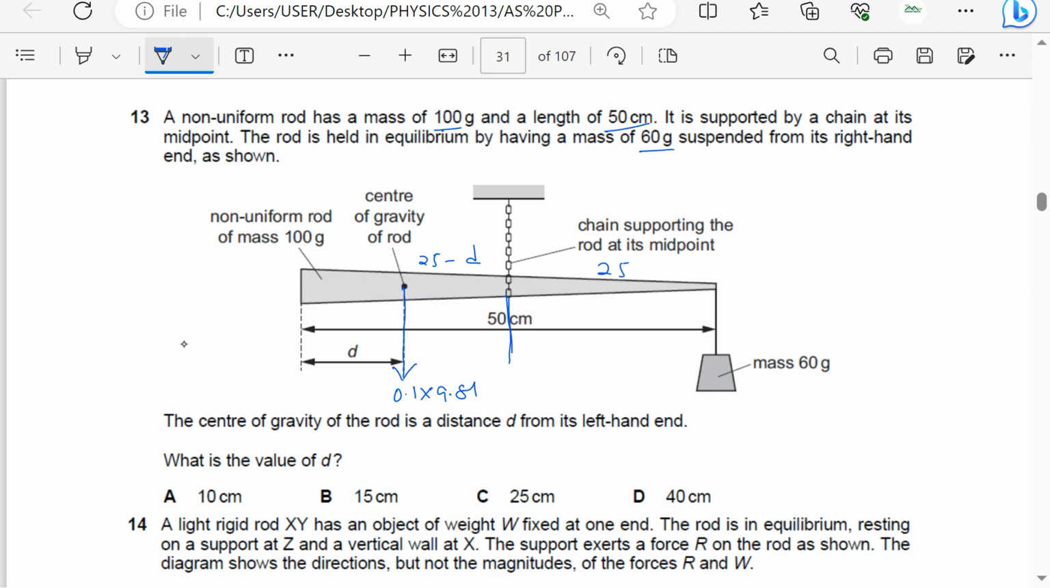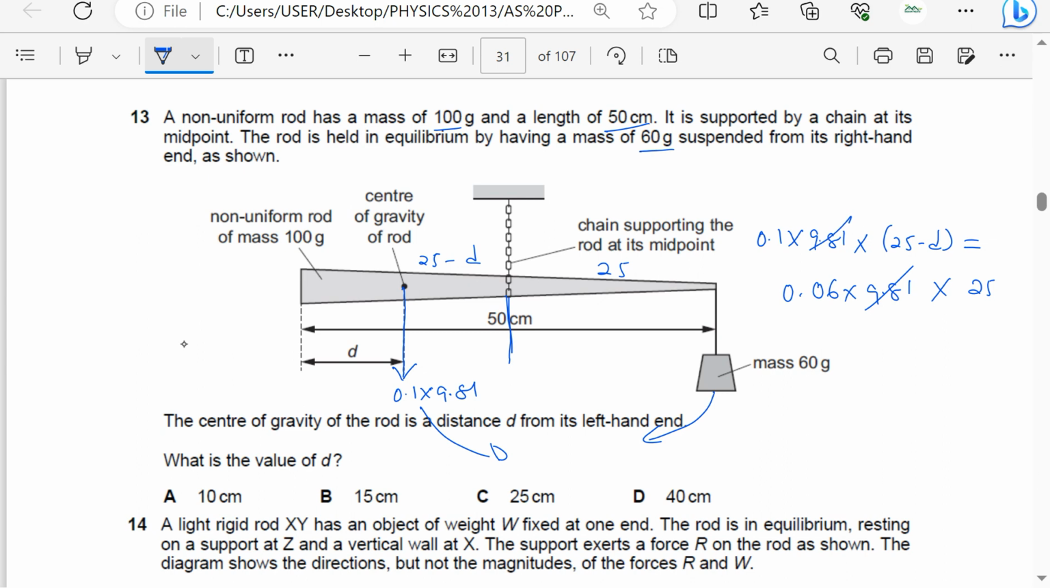So let's take moments about the position of the chain. So for the weight, it is 0.1 times 9.81 times the perpendicular distance, which is 25 minus d, should be equal to, so this is going to cause anti-clockwise moment, this will cause clockwise moment, so it should be equal to 60 grams is 0.06, 0.06 times g, which is 9.81 to make it a weight, then times the perpendicular distance, which is 25. I didn't change the units of distance because I know centimeters will cancel out.